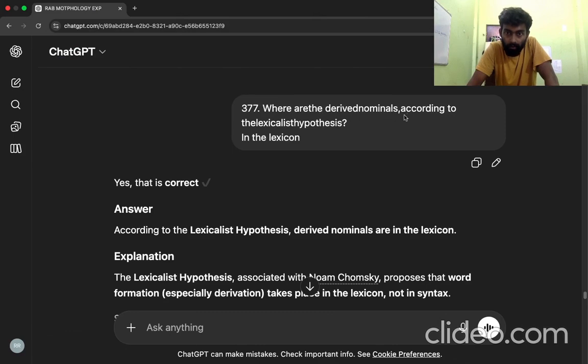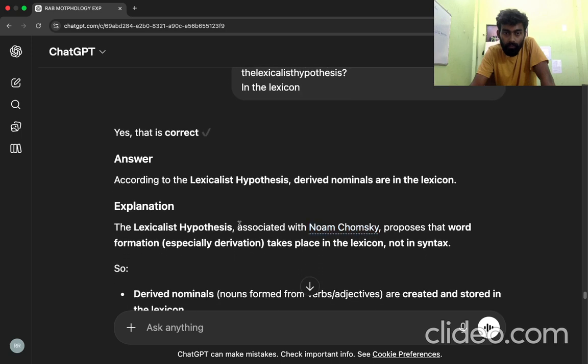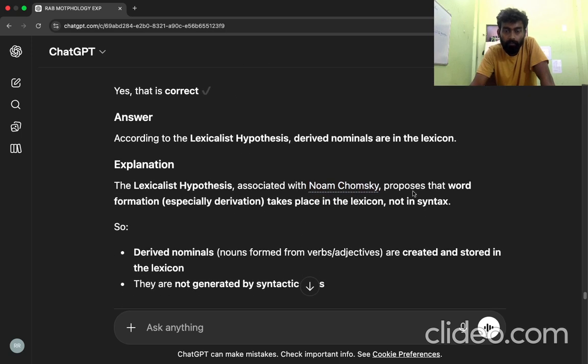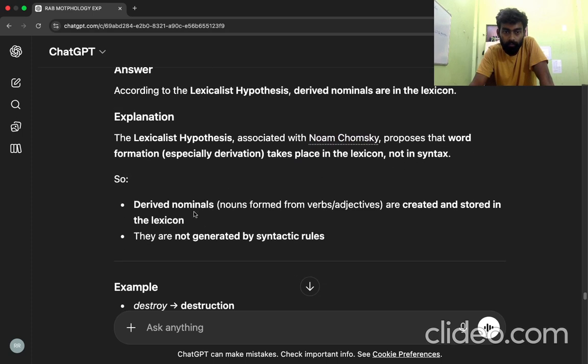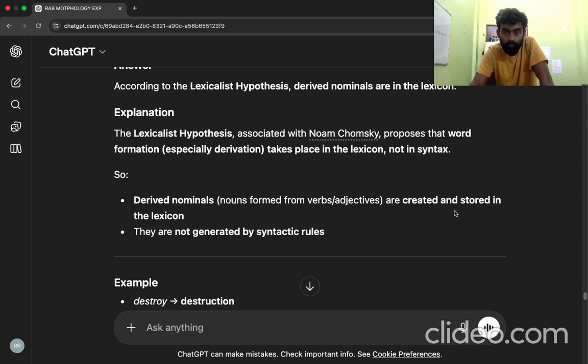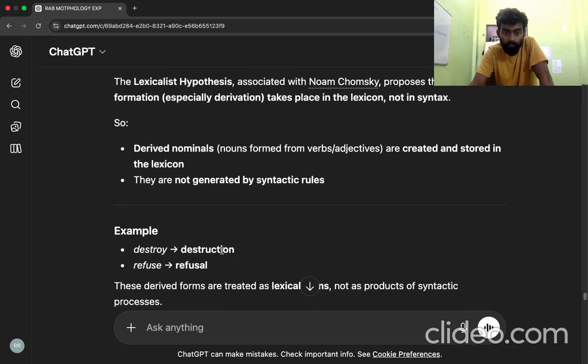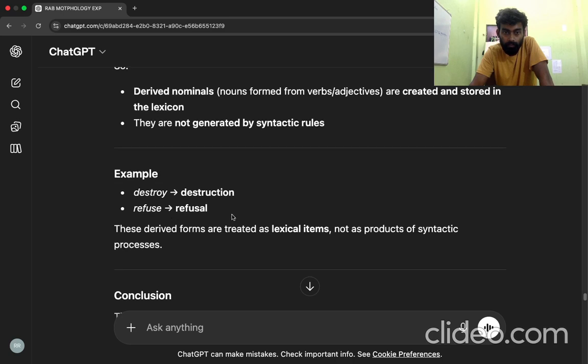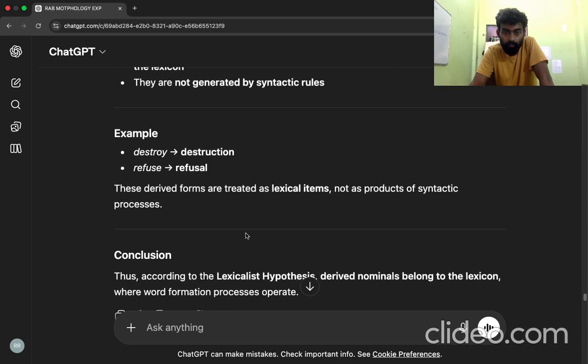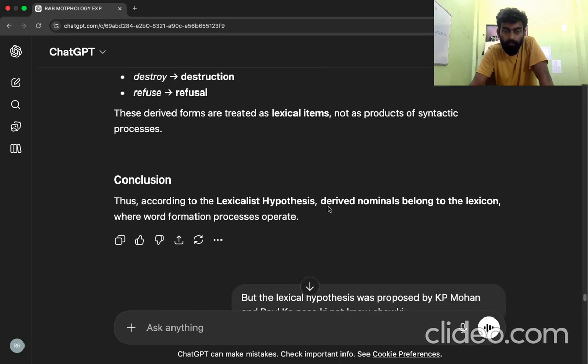Where are the derived nominals according to the lexicalist hypothesis? In the lexicon. Explanation. The lexicalist hypothesis, associated with Noam Chomsky, proposes that word formation, especially derivation, takes place in the lexicon, not in syntax. So, derived nominals, nouns formed from verbs or adjectives, are created and stored in the lexicon. They are not generated by syntactic rules. Example: destroy, destruction; refuse, refusal. Conclusion. Thus, derived nominals belong to the lexicon.